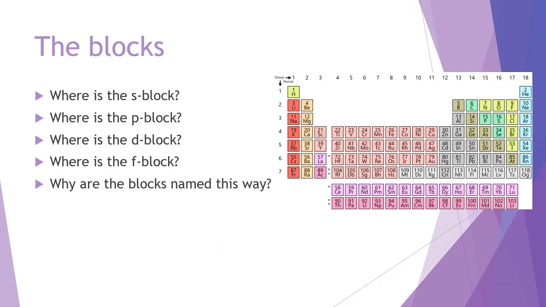Another set of important groupings are the blocks. The blocks are named based on the electron configurations, specifically how the electron configuration for an element ends. The S block are groups 1 and 2 of the periodic table. The P block are groups 13 through 18, with the exception of helium. The D block are groups 3 through 12 in the middle, and the F block are those two unusual rows that are found at the bottom of the periodic table.